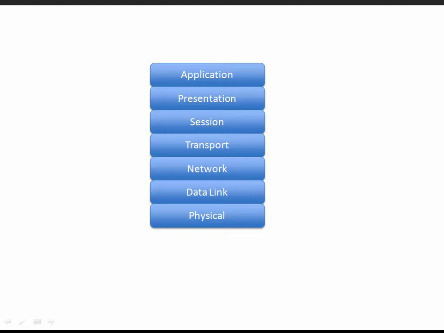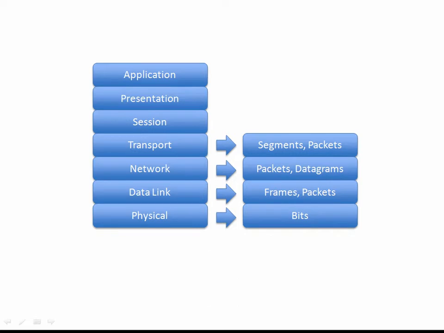And over the next few videos, we want to dissect this model and start taking a look at some of the different layers. In this video, we're going to take a look at layer 1, the physical layer. Before we do that though, there's a bit of terminology we need to get straight. When we talk about data at different layers of the OSI model, that data has different names. These different names are different protocol data units, different PDUs.